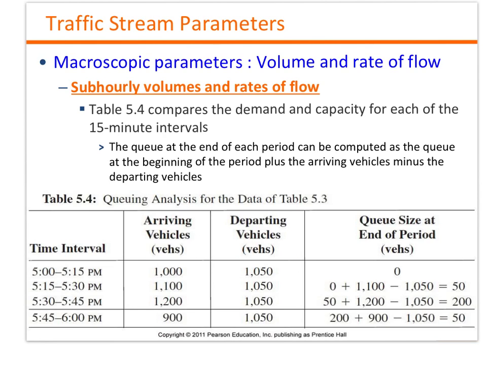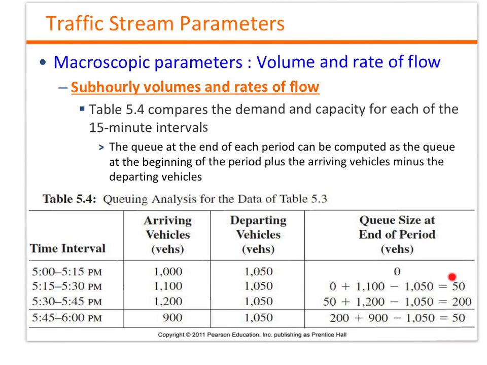Now the second 15 minutes, from 5:15 to 5:30, I have another 1100 vehicles, and the capacity is constant, as we said. So the capacity is 1050. So the queue size at the end of this period is basically how many vehicles were accumulated at the previous 15 minutes, which is 0, plus the arriving vehicles, and that's 1100, minus what the intersection can handle in that 15 minutes, which is 1050.